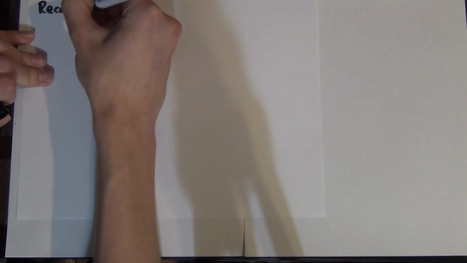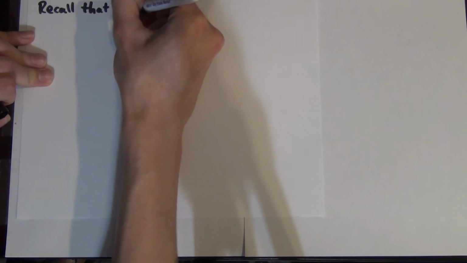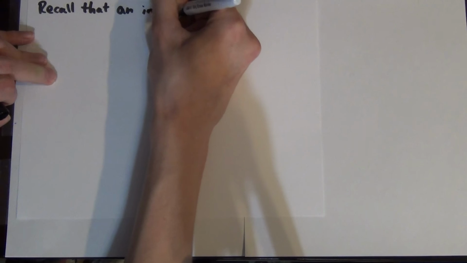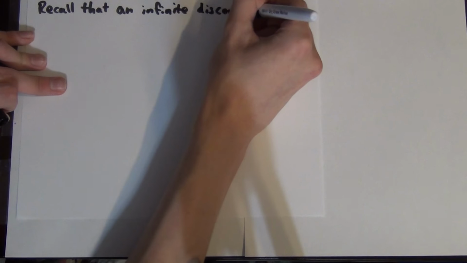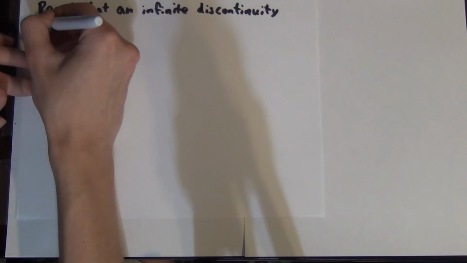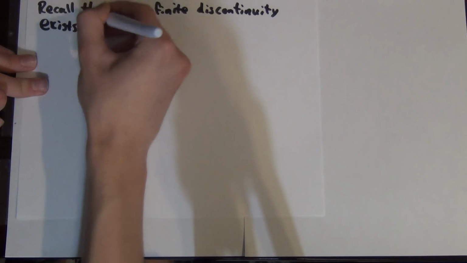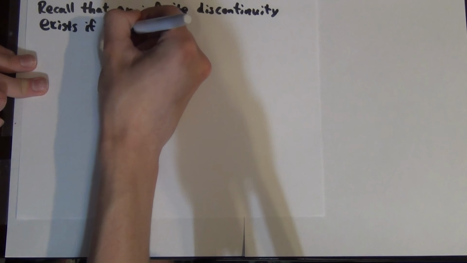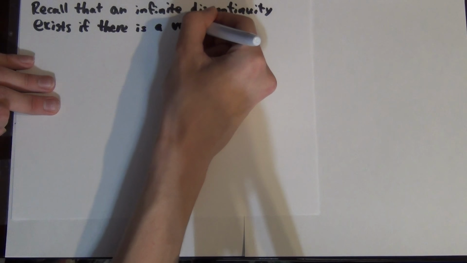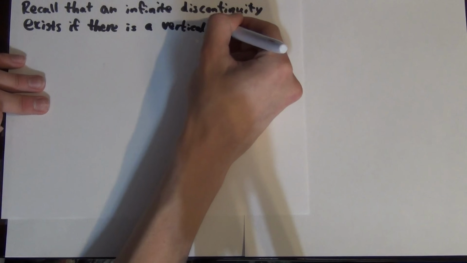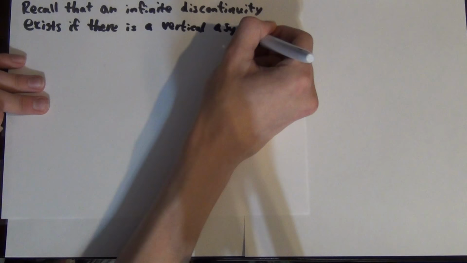Okay, so I want to spend some time talking about infinite discontinuities. So recall what an infinite discontinuity is. So an infinite discontinuity exists when there's a vertical asymptote. If there is some vertical line x equals c, such that the function approaches positive and negative infinity from either side of that.